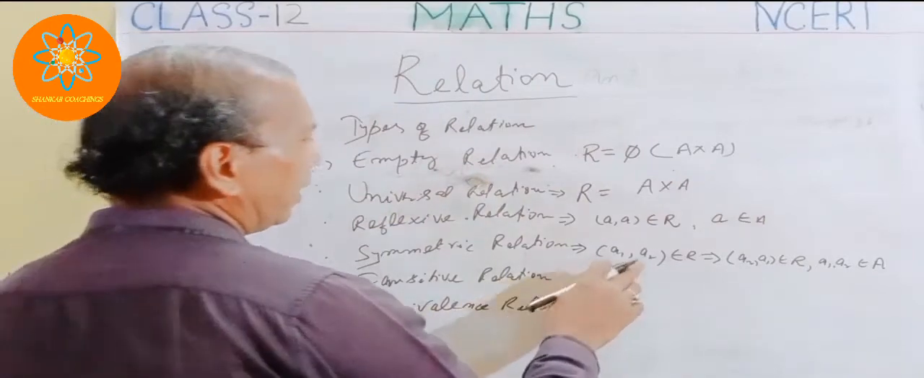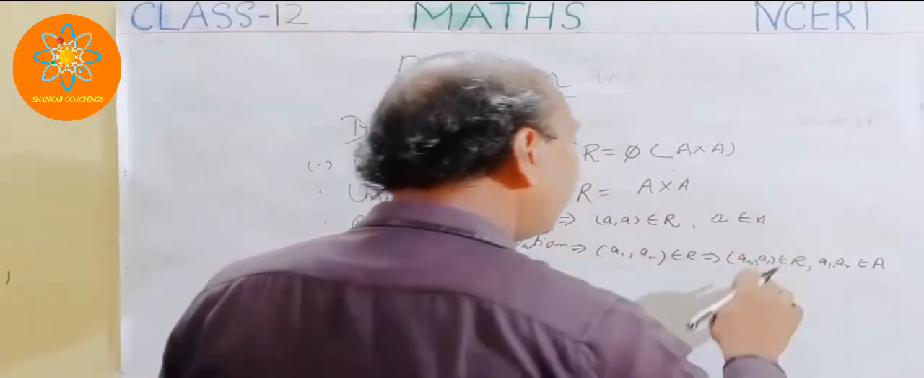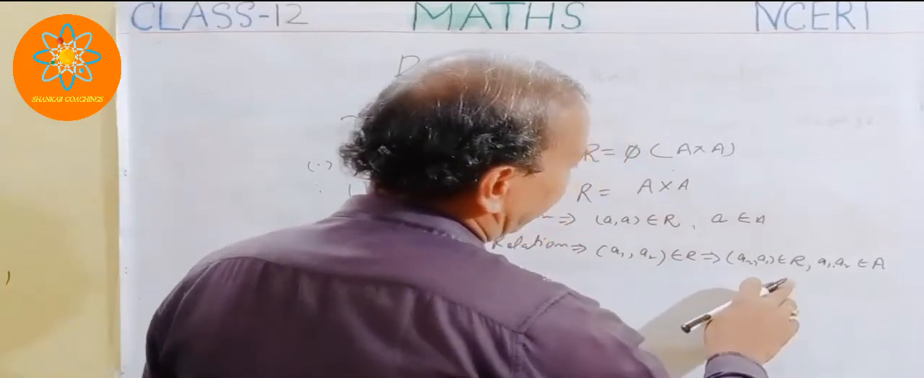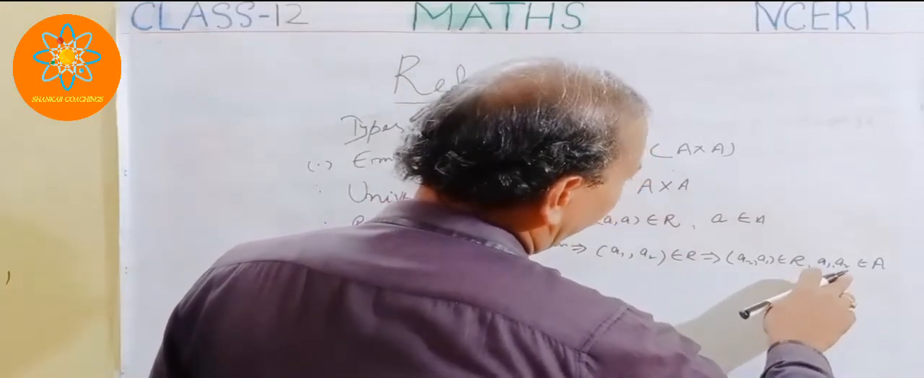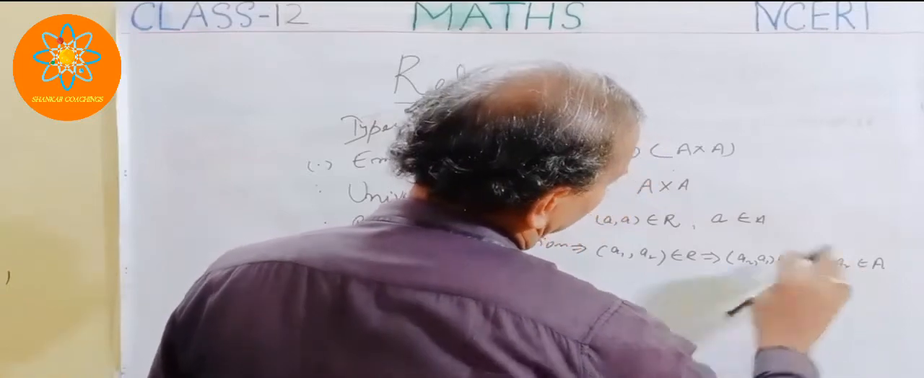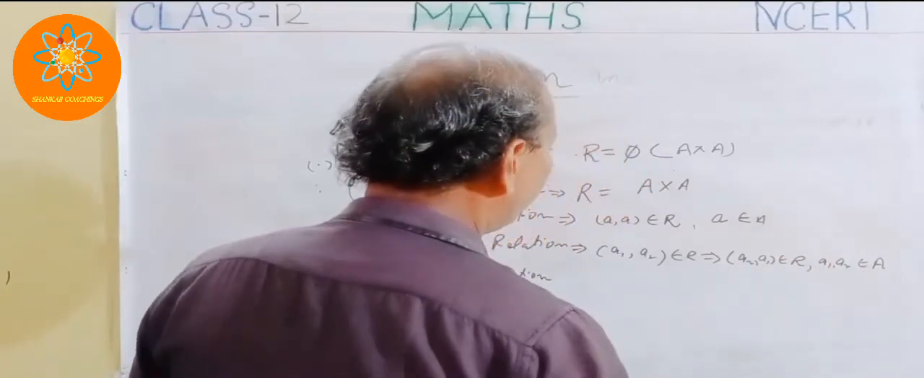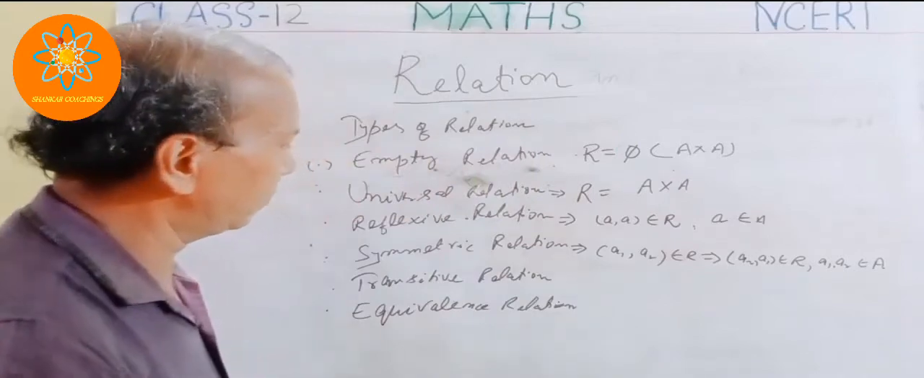Means if (A1, A2) is there, then (A2, A1) is also there in that relation, and A1 and A2 are members of set A. So this is called the symmetric relation.